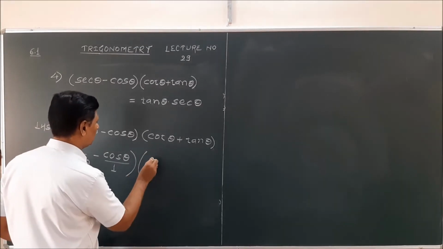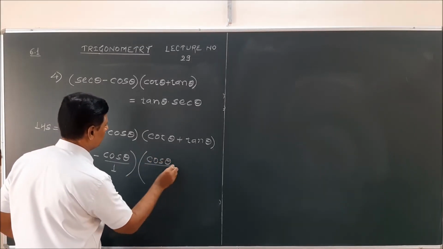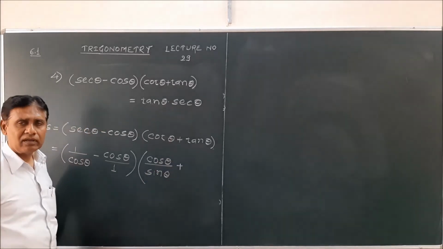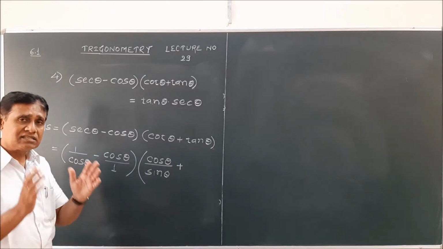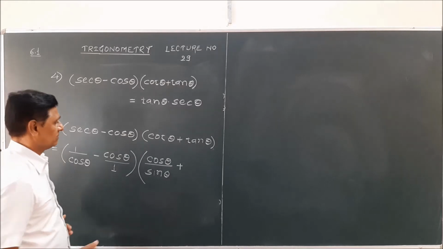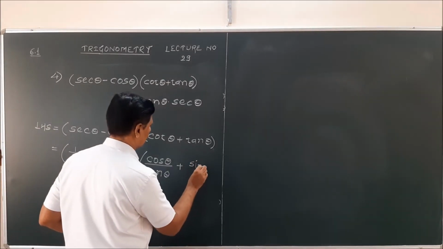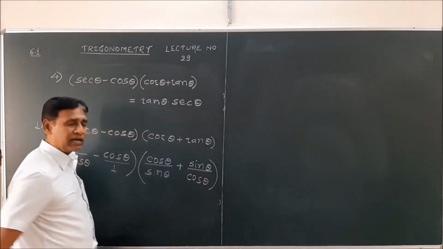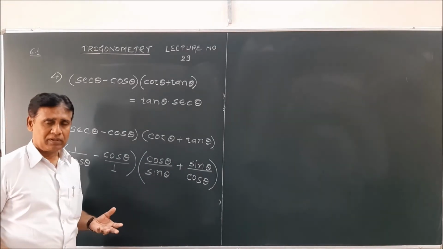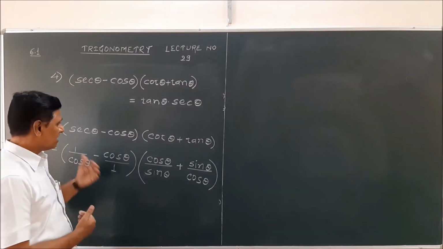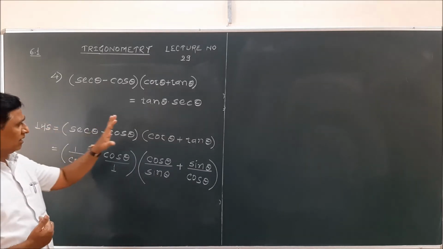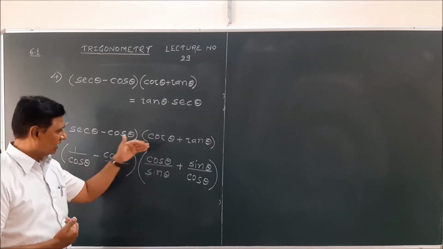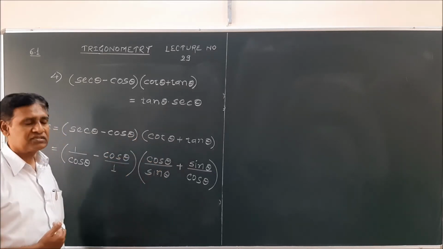So cot theta is cos theta upon sin theta. Tan theta is sin theta upon cos theta. Try to understand once again. Whenever we get the trigonometric ratios in terms of sec, cot and tan, I convert sec as 1 upon cos, cot as cos upon sin, and tan as sin upon cos.